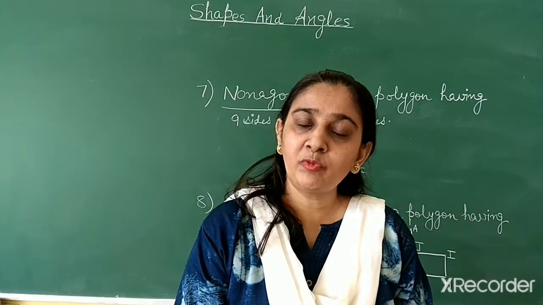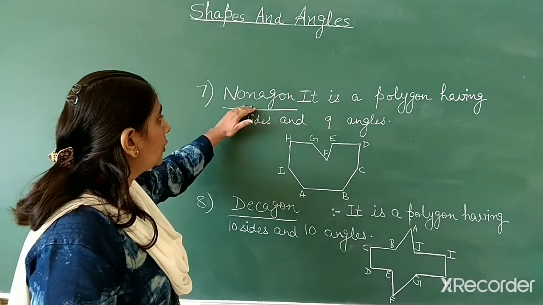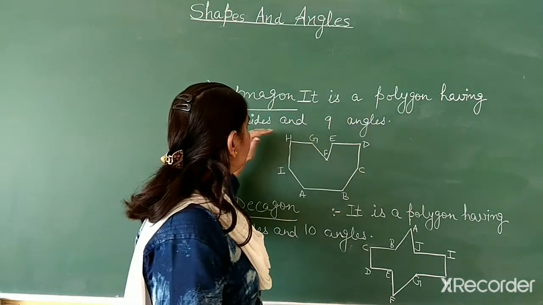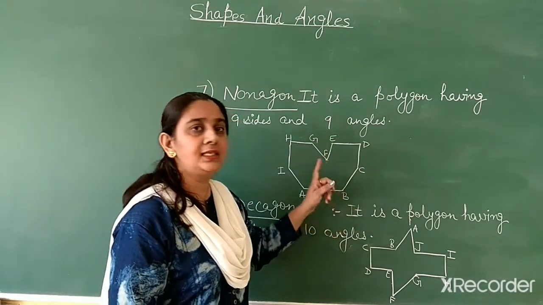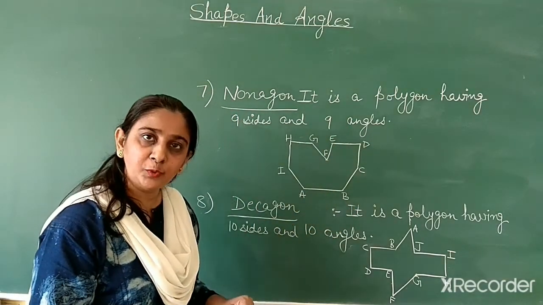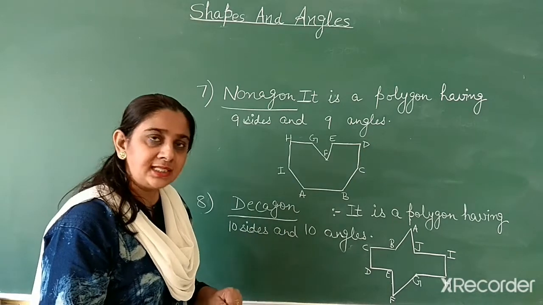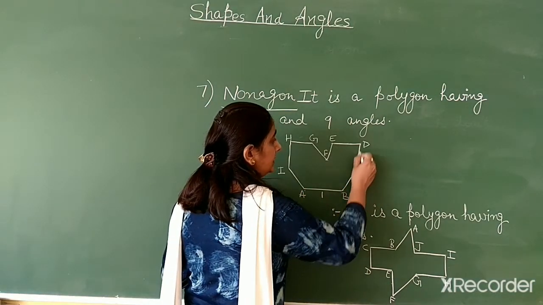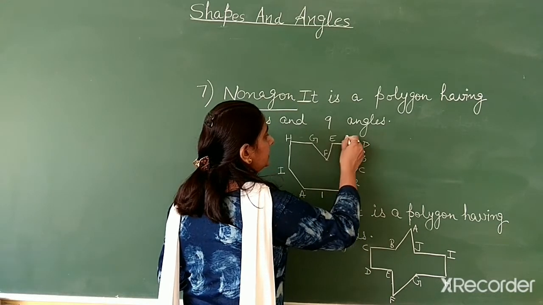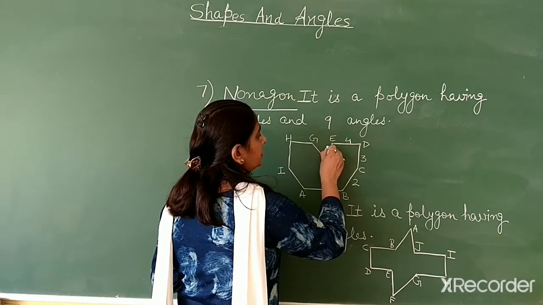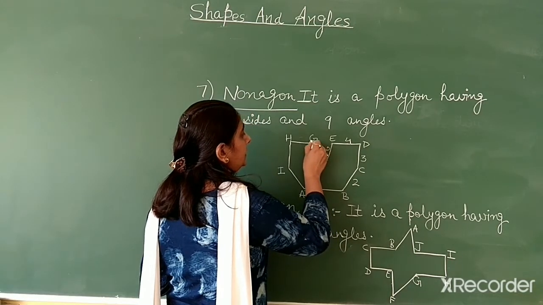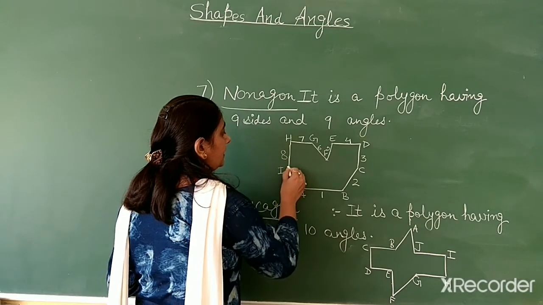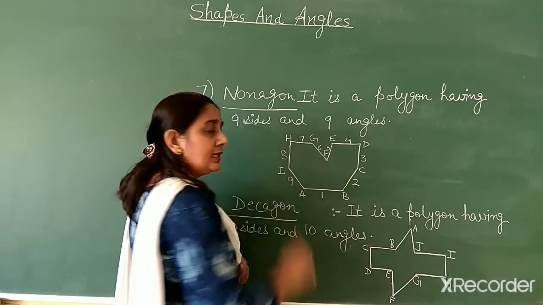Now children, the next type of polygon is nonagon. Nona means 9. So nonagon is a polygon which is having 9 sides and 9 angles. Here I have drawn a nonagon in front of you. Now we will count its 9 sides. AB is the first side, BC is the second side, CD is the third side, DE is the fourth side, EF is the fifth side, FG is the sixth side, GH is the seventh side, HI is the eighth side, and IJ is the ninth side.